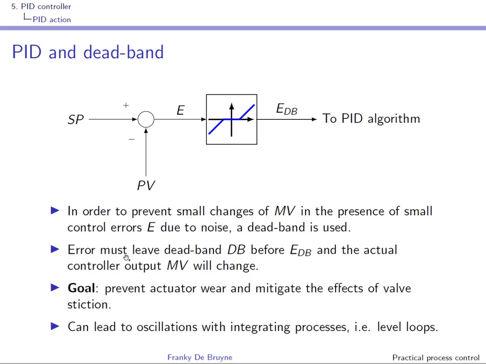So the error will have to leave the deadband before the error is different from 0, right? And before there will be a change in the controller output. And of course, this is meant to prevent these noisy PV from having an influence on MV, and this will mitigate the effects of noise on actuator wear.